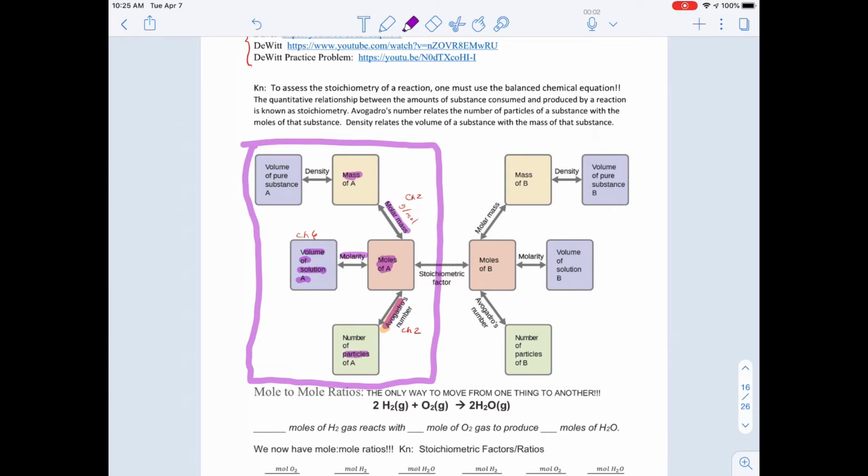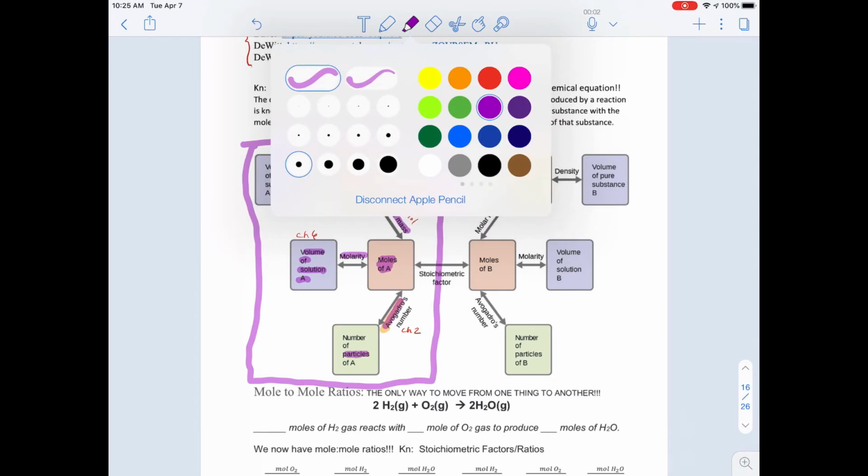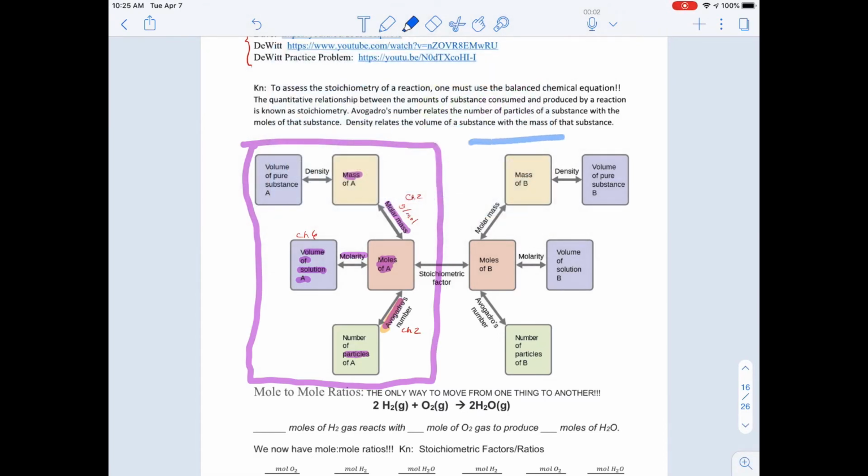And this right-hand side, it's actually a mirror, so it's saying the same thing. You'll notice again, you start with that main thing, the mole. So we've got the mole right here. And again, you can use Avogadro's number, that's 6.022 times 10 to the 23rd, to get to a number of particles. You can use a molar mass from the periodic chart to get to the mass of something in grams. And you can use molarity to get to the volume of a solution.